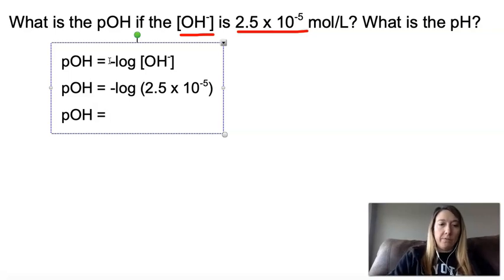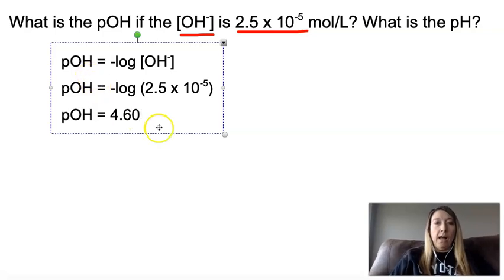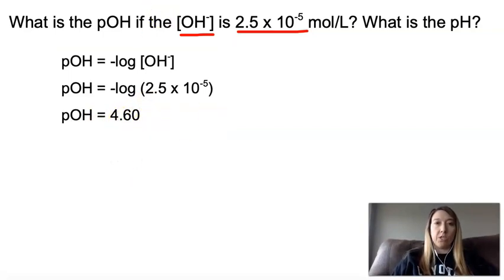So we're going to get 4.60. Again, remembering that pOH and pH have those weird sig-dig rules, where only the numbers after the decimal place count for significant digits. So that means only the 6 and the 0 count. So this has 2 significant digits, aligning with this having 2 significant digits.